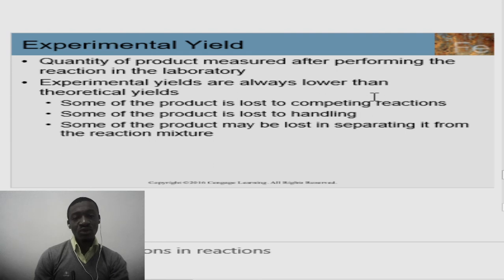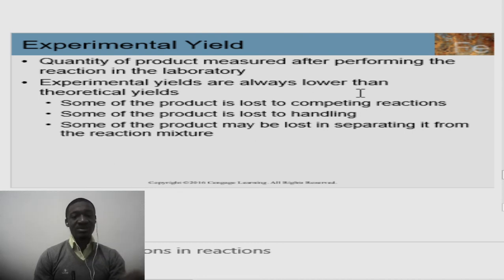So that's what we call the experimental yield. Experimental yield, as the name implies, is what you get when you have done the experiment. So the quantity of the product measured after performing the reaction in the laboratory is what you call your experimental yield. The experimental yield is always lower than the theoretical yield, and the question is why? Why are they always lower?